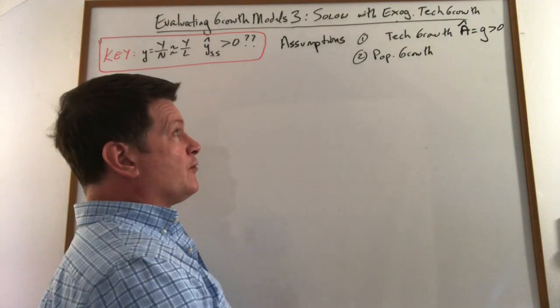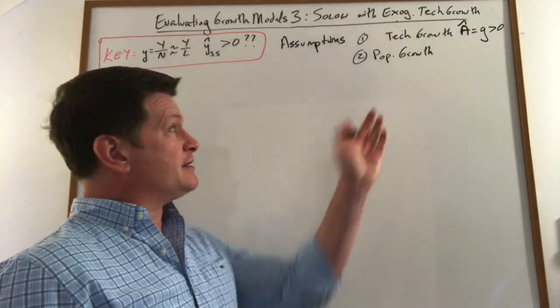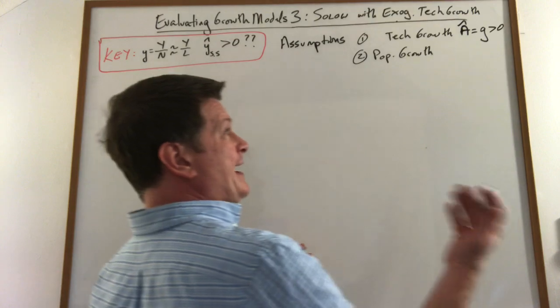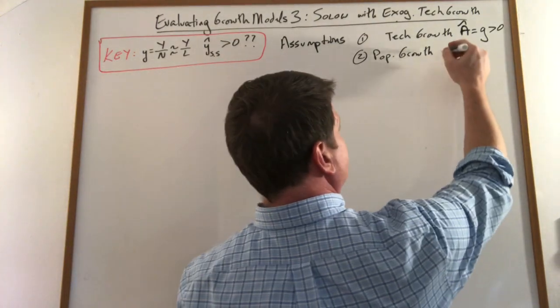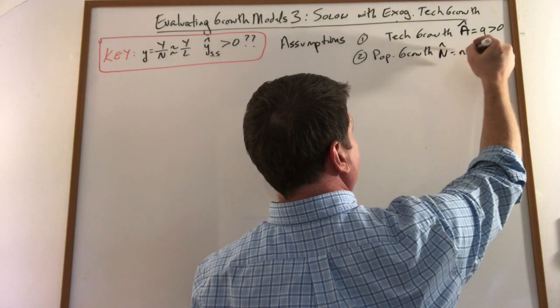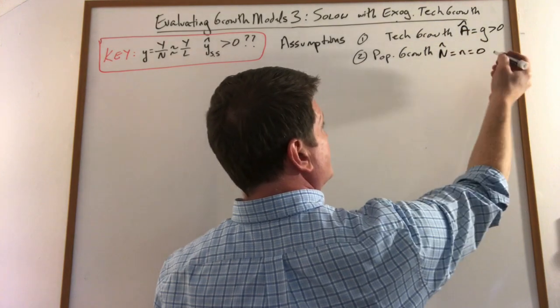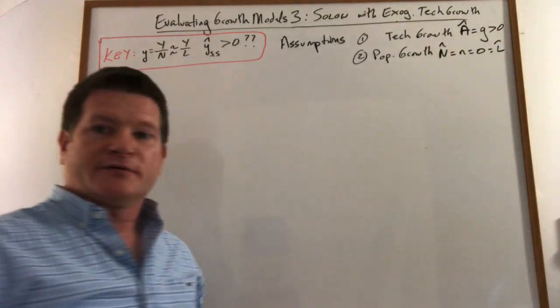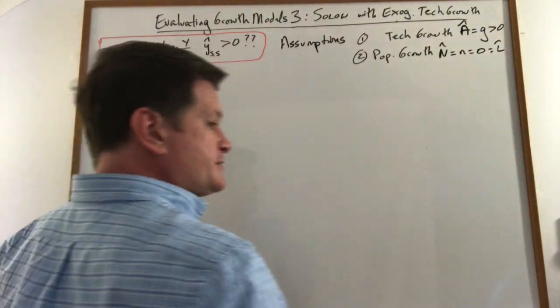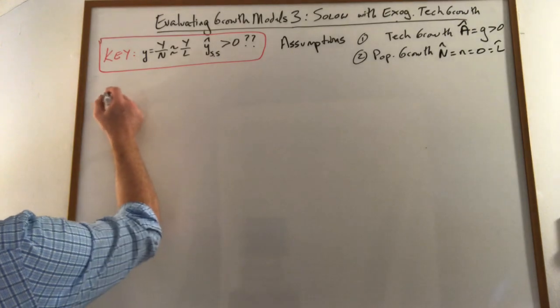We're going to assume, for simplicity, that there's no population growth. It won't matter because it doesn't generate this, but it's easier if we just assume it's zero, which means also that L hat, the growth rate of the labor supply, is zero. So let's go through our basic steps.